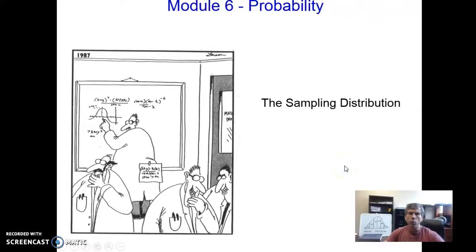Hey there again, folks. We are going to be wrapping up our probability module, except for the very important practice problems, by talking about a concept that is used to help us solve one of the bigger problems in creating these hypothesis tests. And that problem is basically this.